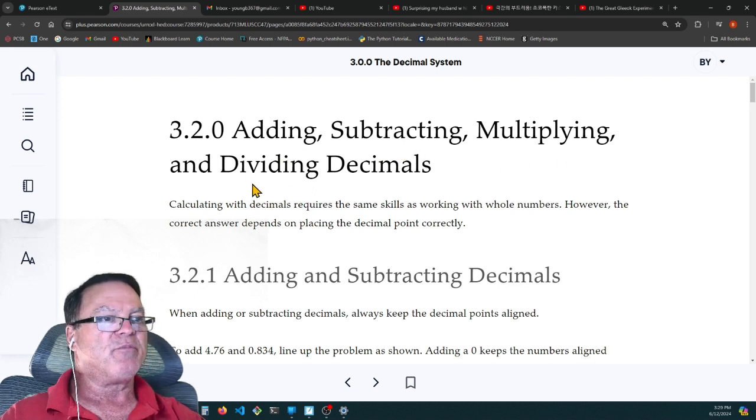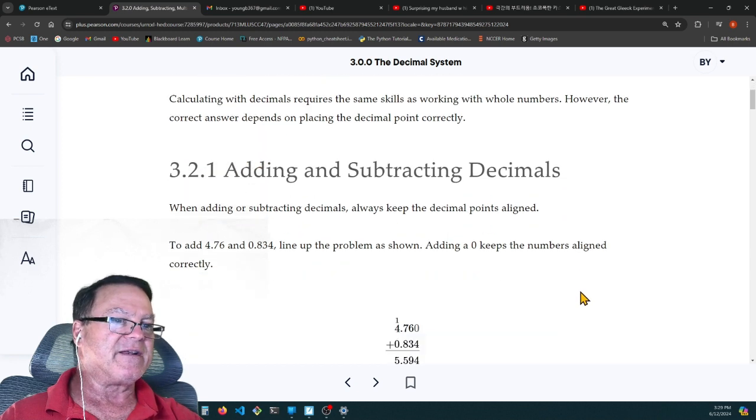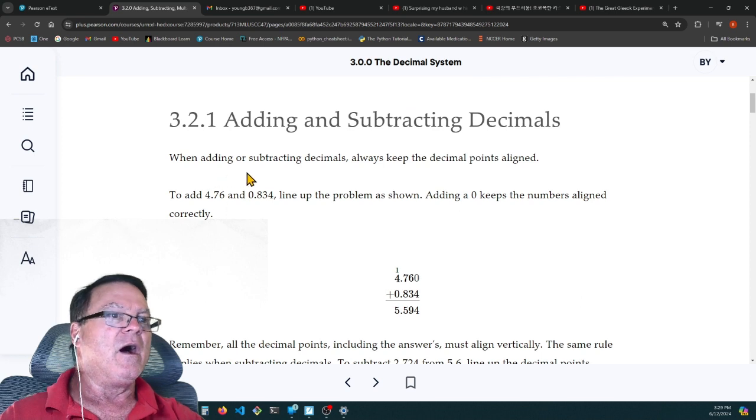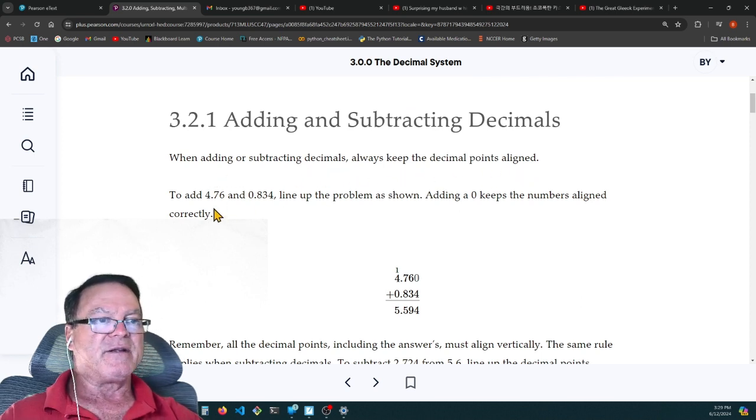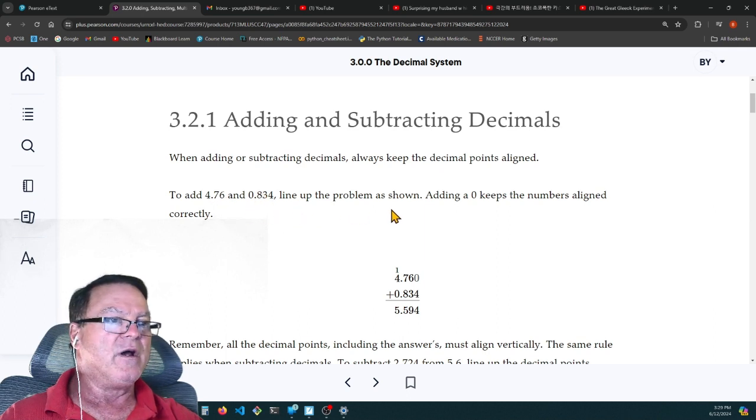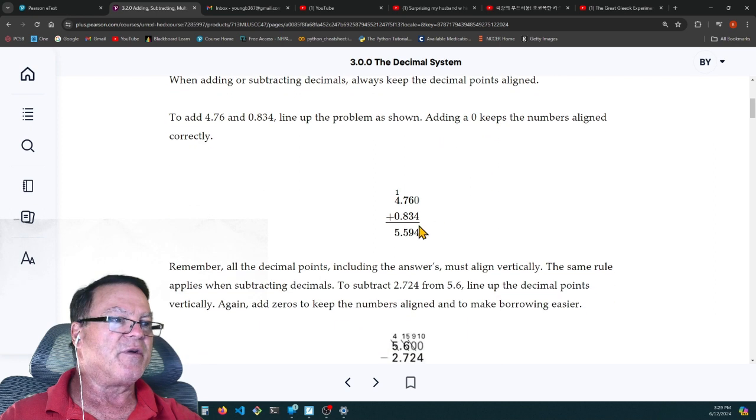Adding, subtracting, multiplying, and dividing decimals. 3.2.1, adding and subtracting decimals. When adding or subtracting decimals, always keep the decimal point aligned. To add 4.76 and 0.834, line up the problem as shown.